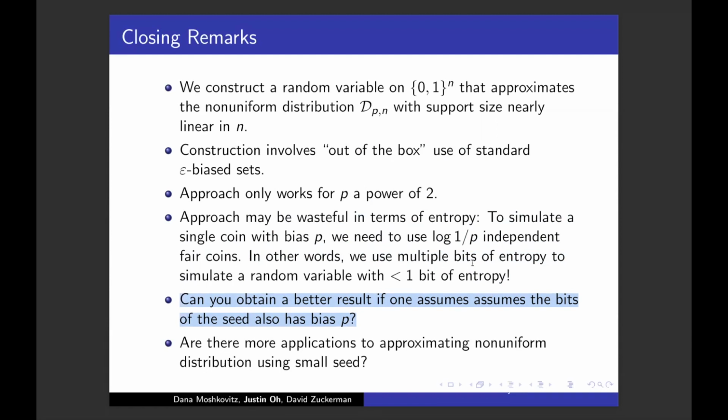And I guess an overarching question of this work is, are there more applications to approximating non-uniform distributions using a small seed? It'd be nice to see if there are interesting applications of our specific scenario where we're just trying to approximate this simple product distribution with respect to linear tests.